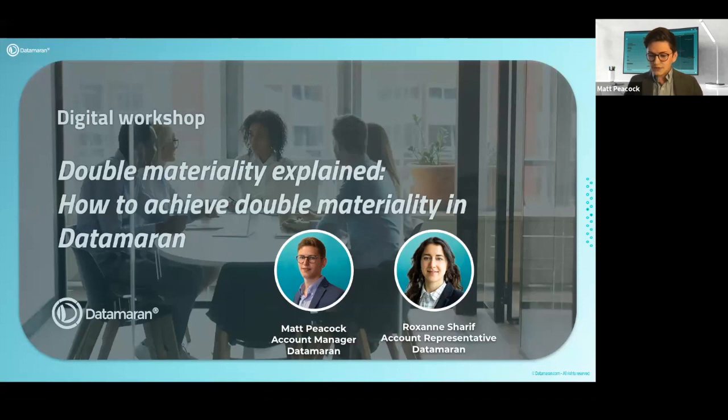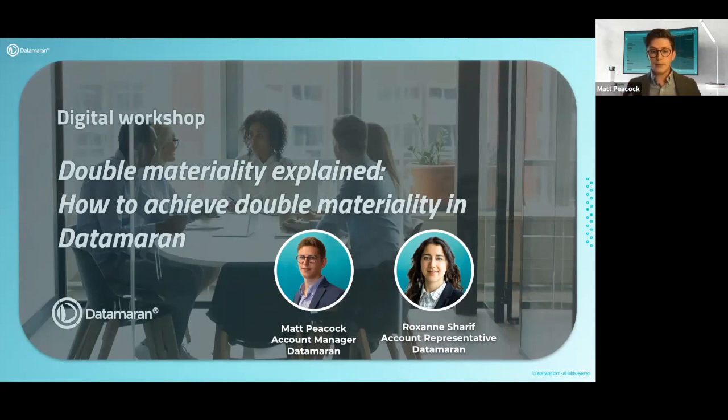Brilliant. So, as I'm sure you're all aware, the focus of today's workshop is double materiality. We'll be going through what the concept is and how it has evolved over the past couple of years since its inception, and we'll have a bit of a presentation on that. After that, we'll give a demonstration on how you can put the concept of double materiality into practice through Datamaran.